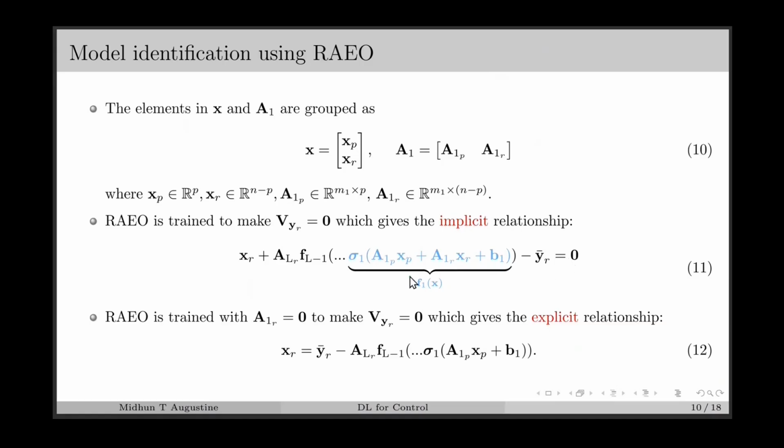And to derive that, we have the first hidden layer of the encoder, f1, as in this equation. And here we have x_p and x_r also. Now, if we retrain this RAEO with A1r equal to 0, which makes x_r not appear in this part of the equation, we can write x_r in terms of x_p by shifting this part to the right hand side, which gives x_r equal to some function of x_p. And this will result in an explicit model.